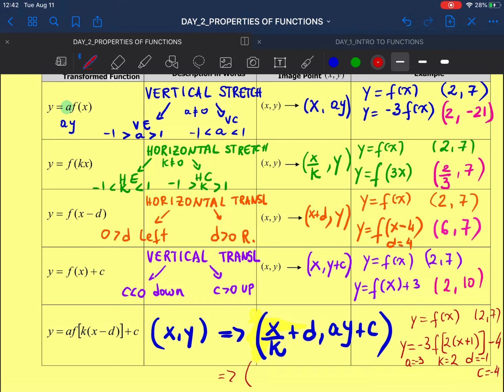So the new point will be x, which was 2, divided by k, which is also 2, plus d, which is plus negative 1, and the y coordinate will be negative 3, which is a, times y, which is 7, plus c, which is negative 4. So if you calculate each coordinate, that's the x, and this is the y coordinate. We're going to say that 2 divided by 2 is 1, plus negative 1 is 0. And the y coordinate is negative 21 minus 4, negative 25. And that would be the new image point.